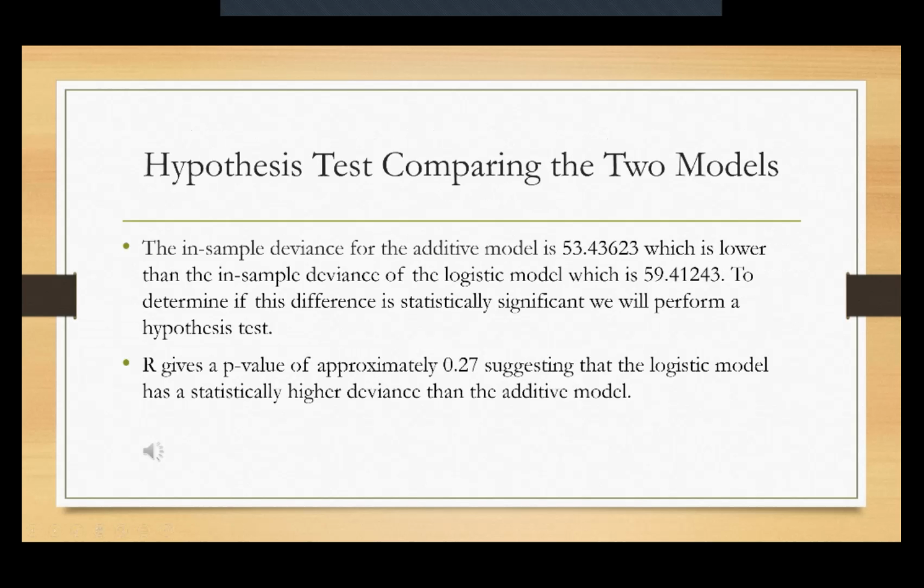The in-sample deviance for the additive model is lower when we compare it to the logistic regression model. To determine if this difference is statistically significant, we will perform a hypothesis test. R gives us a p-value of approximately 0.27, suggesting that the logistic model has a statistically higher deviance than the additive model.